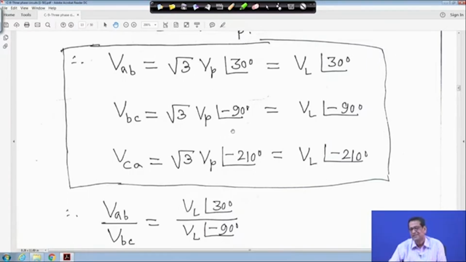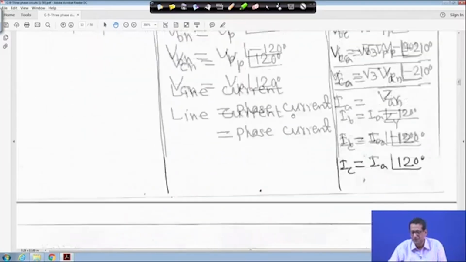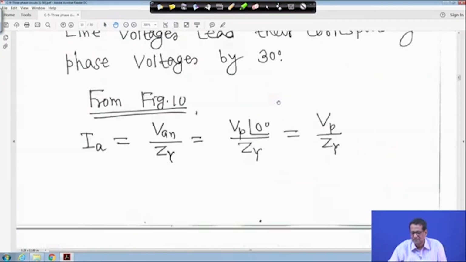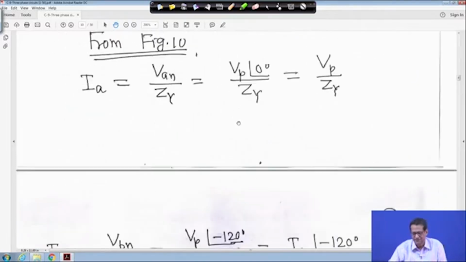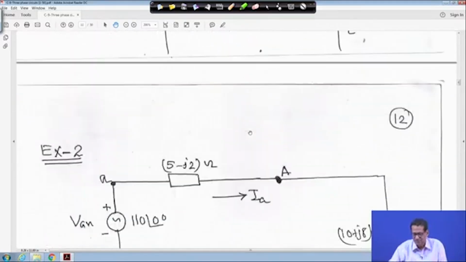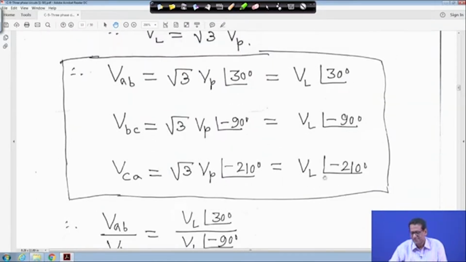All these things we have made in the phasor diagram. VAB, VBC and VCA are there with respect to VAN. From this phasor diagram, with respect to Vn, VAB is angle 30 degree, VBC is angle minus 90 degree, and VCA is angle minus 210 degree. That is your VAB, VBC and VCA.